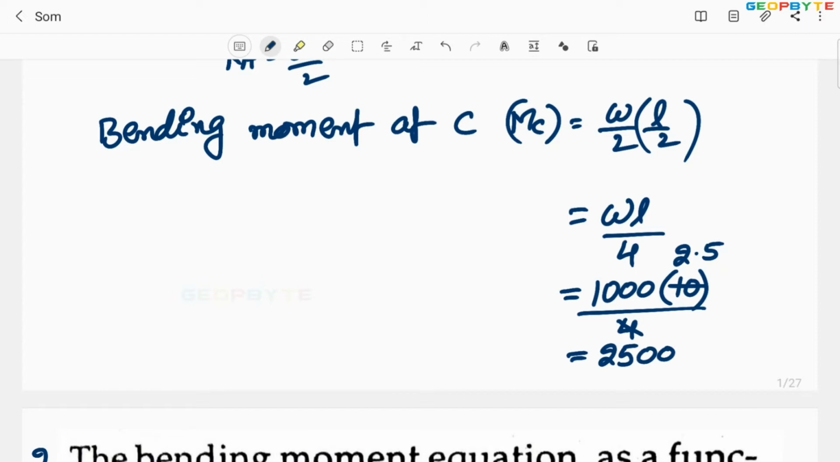The load is in newtons and the distance is in meters. So the unit is newton meter, which is also written as joule. Anyhow, 2500 newton meter is the correct option.